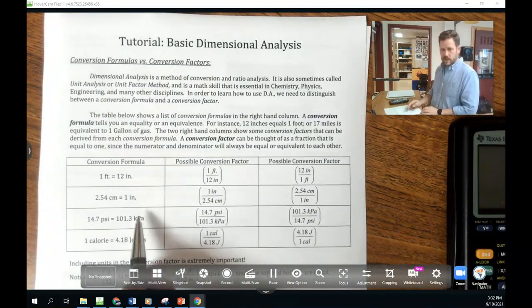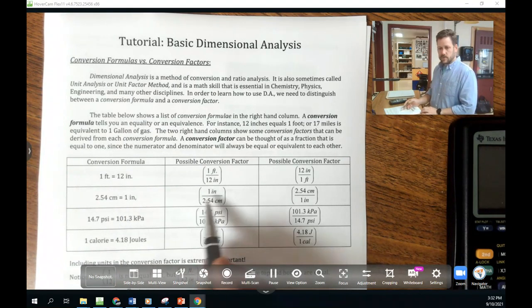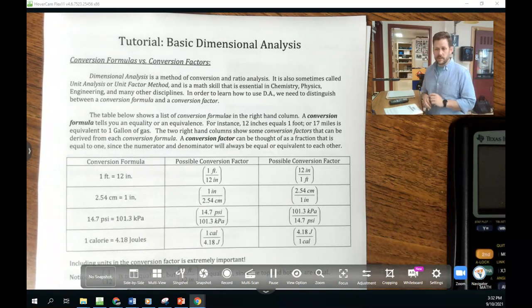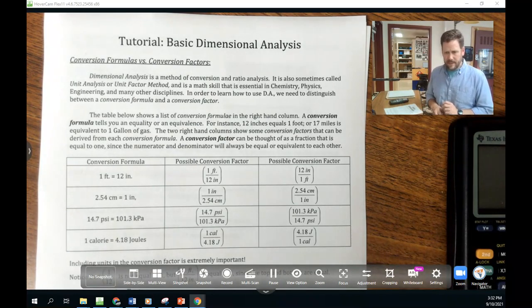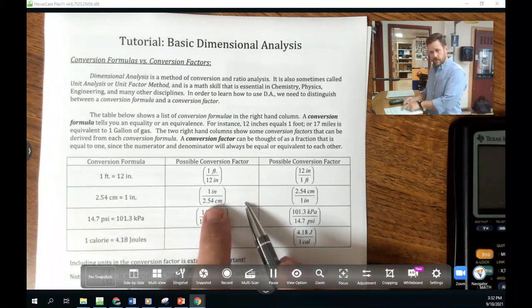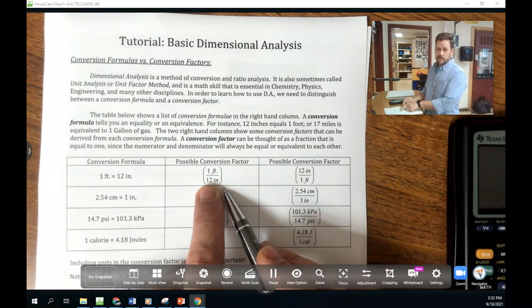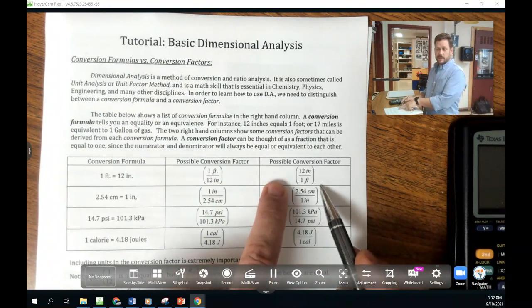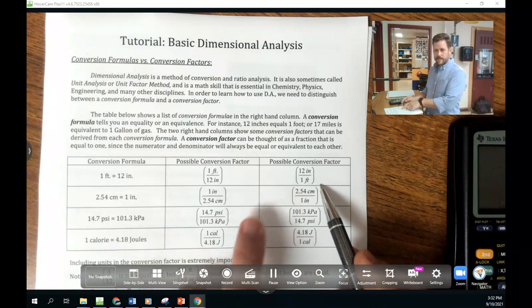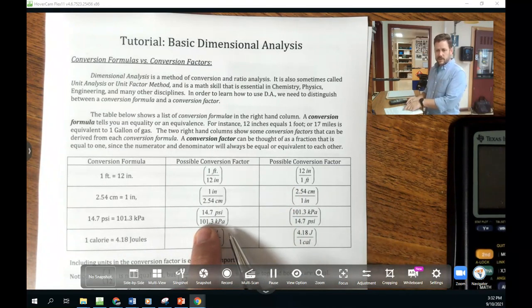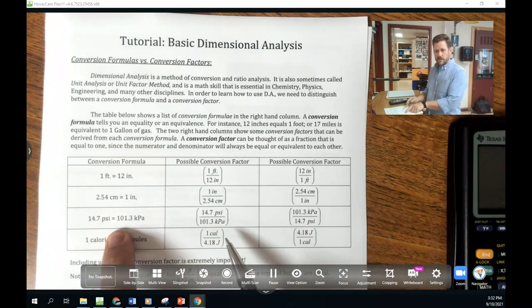I can do this for any conversion formula. Any conversion formula can be written as two different conversion factors. It really just depends which one's on top, which one's on bottom. And it turns out that these are useful for different things. This can be used to convert from inches to feet, whereas this can be used to convert from feet to inches.